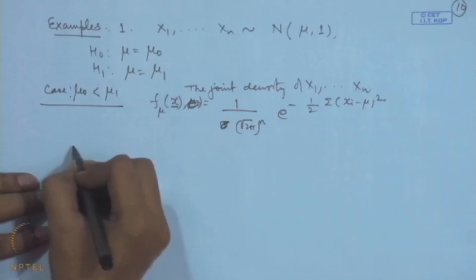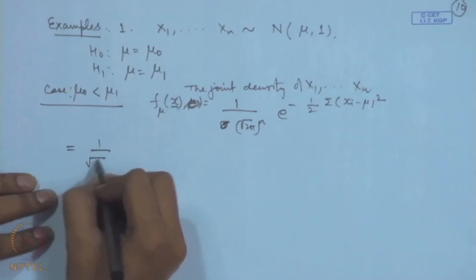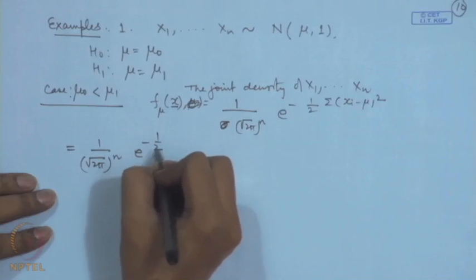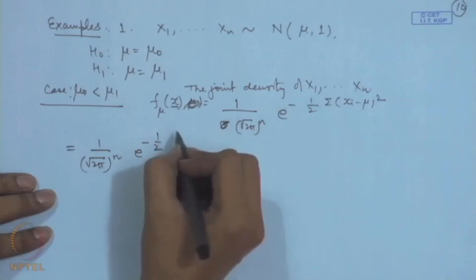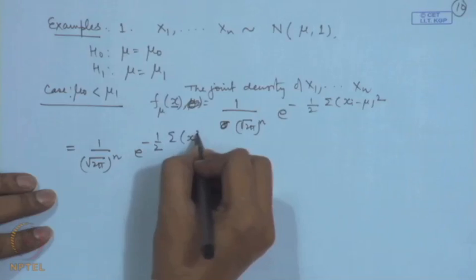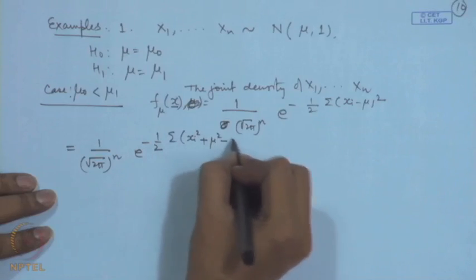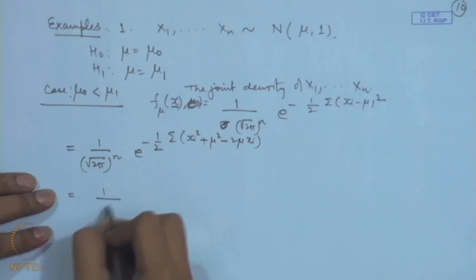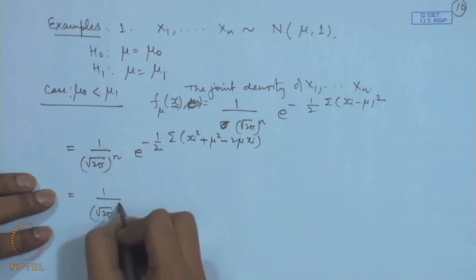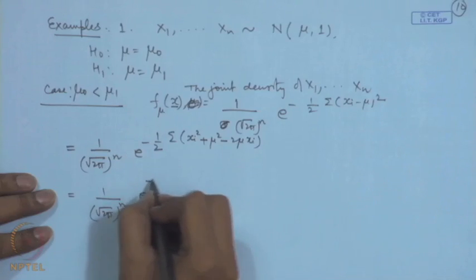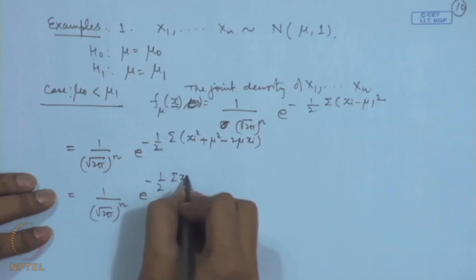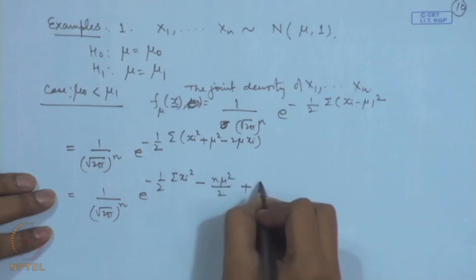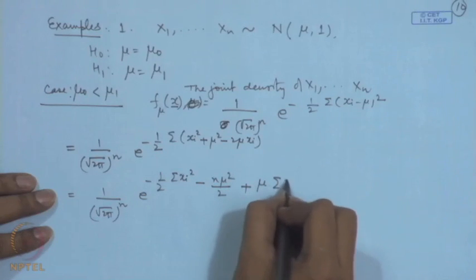Now, this term we can simplify: 1 by root 2 pi to the power n, e to the power minus 1 by 2 sigma x I square plus mu square minus 2 mu x I, that is equal to 1 by root 2 pi to the power n, e to the power minus 1 by 2 sigma x I square minus n mu square by 2 plus mu sigma x I.